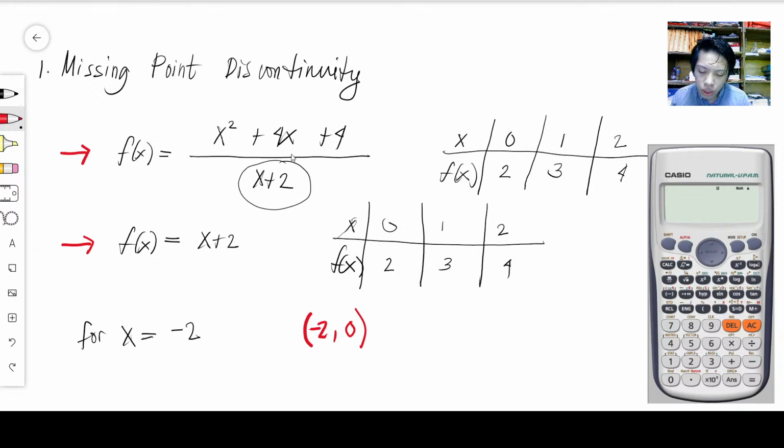Now, based on the definition of the missing point discontinuity, it is discontinuous when x is equal to negative 2 because it has no real value for f of x. So, based on that definition, we can say that a function is only discontinuous if f of a, when we say f of a, that's any value of x. Let me erase this one first.